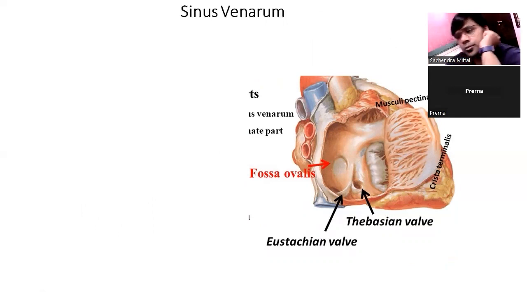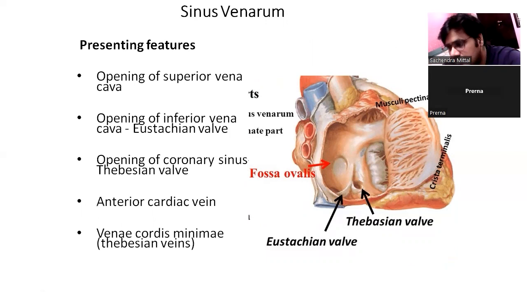Now, when I talk about the posterior wall being smooth, there are a number of impressions and structures you are observing on it. What are those structures? I can see the opening of the superior vena cava, which opens into the right atrium. This is not guarded by any valve. But when I look at the inferior vena cava opening, on the lower side, there is an opening you are observing, that is the opening of the inferior vena cava.